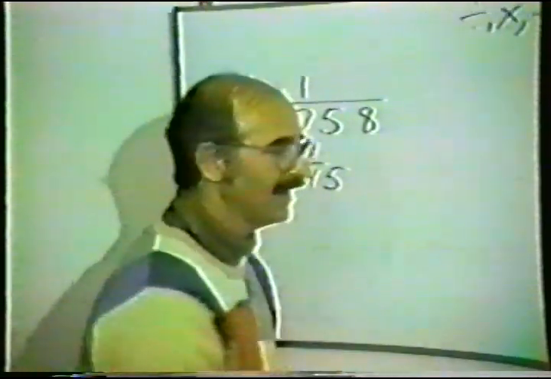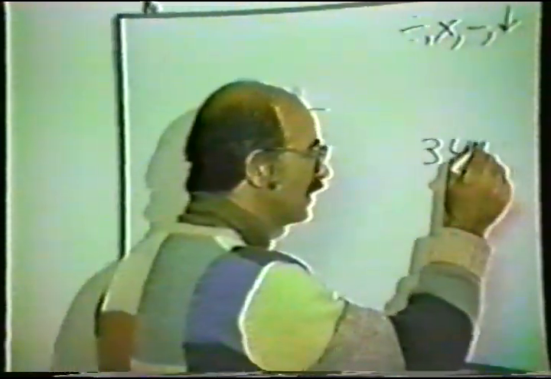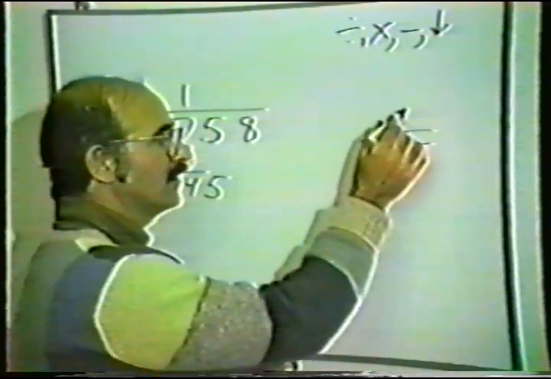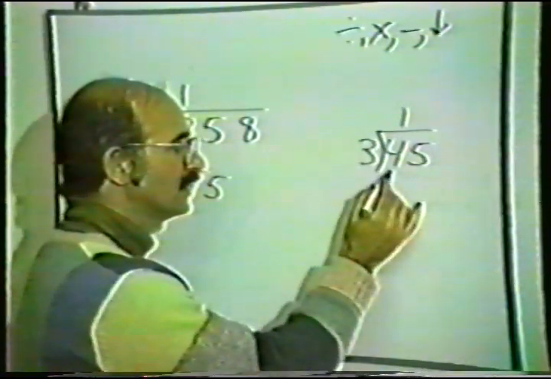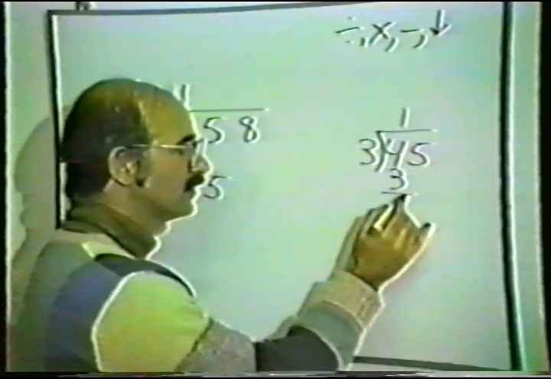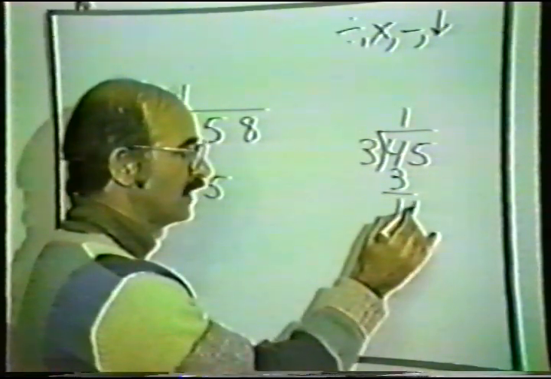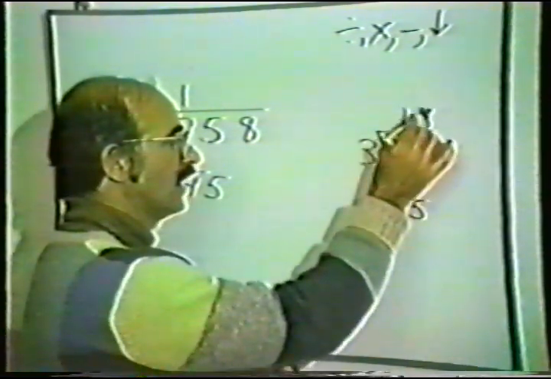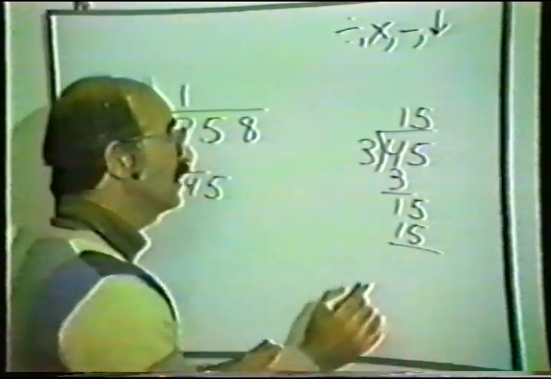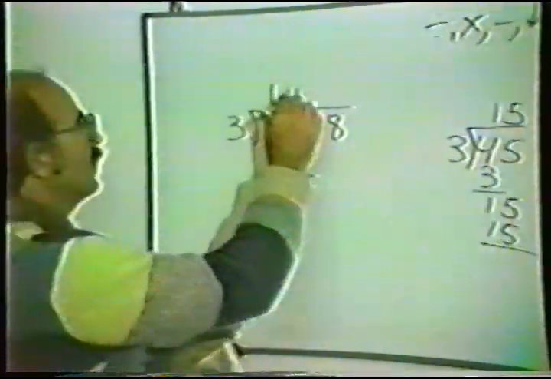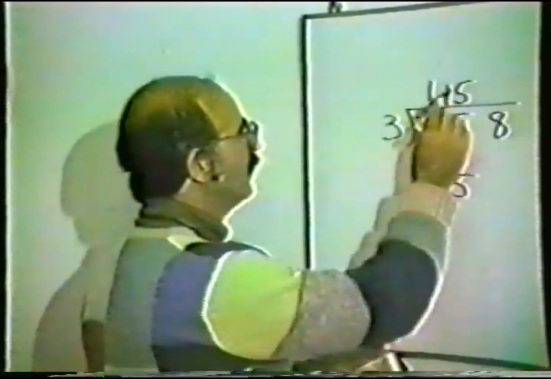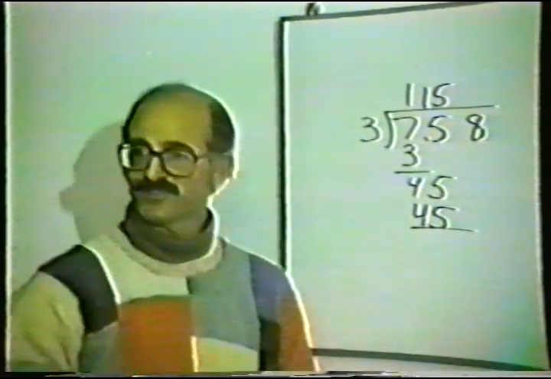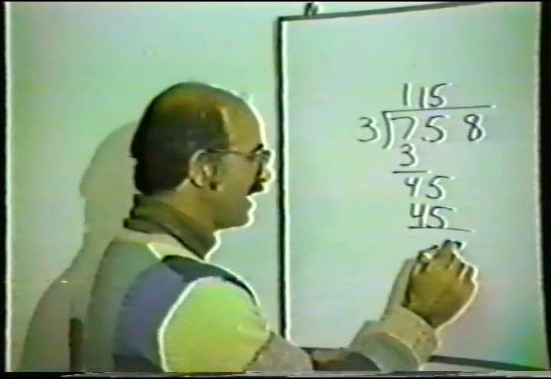Well, maybe I'll try that over here. Let's see. 3 into 45. 3 into 4 goes once. 1 times 3 is 3. Subtract, get 1. Bring down the 5. 3 into 15 is 5. Gee, that came out pretty well. I think I'll put a 15 over here. 15 times 3 is 45. Oh, everything's going just fine. Bring down the 8.